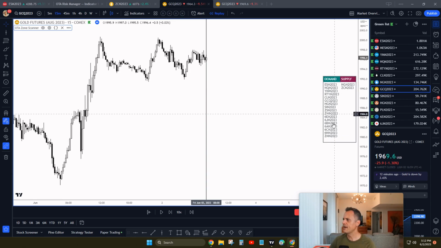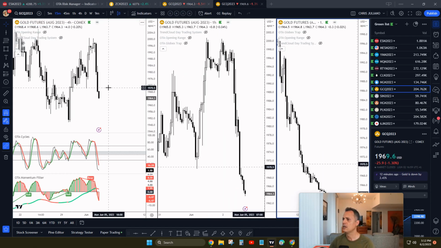So we have our scanner here. You can see all the indices are on here, right? S&P, the NASDAQ, the Dow, the Russell, they're all accounted for. Everybody's on there. Crude oil and gold. All right. So we love trading crude oil and gold in this room as well as the indexes. Let's go over to gold and start our assessment.